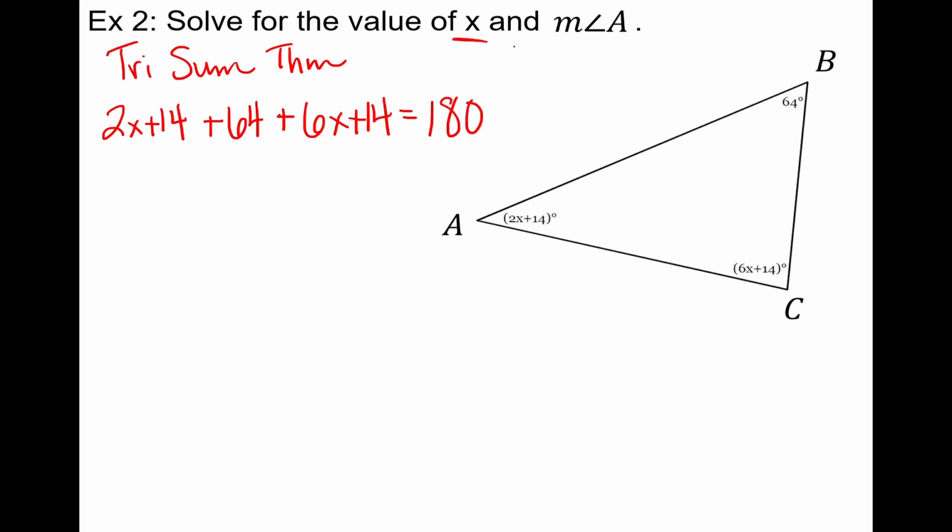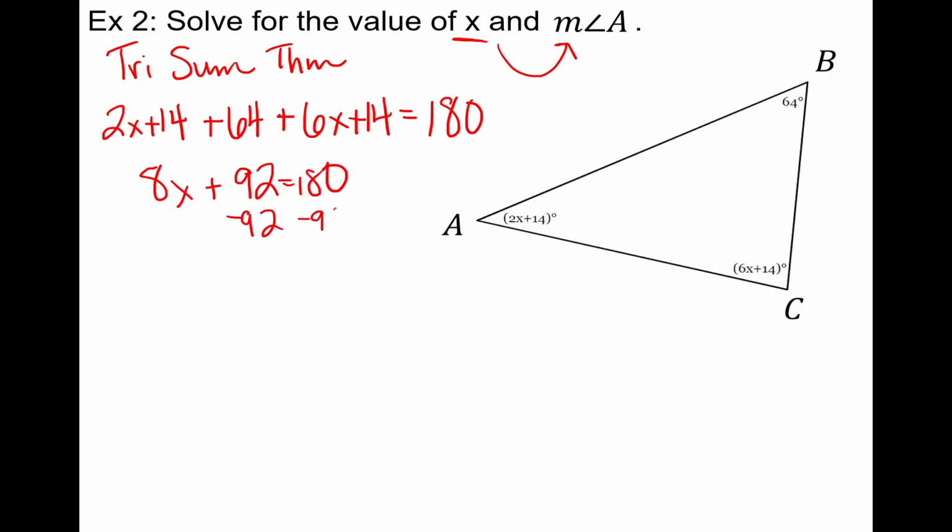Once we know the value of x, we can plug it in for our measure of angle A, and then we can find the actual numerical value for the measure of angle A. 2x plus 6x is 8x. 14 plus 64 plus another 14 is 92.